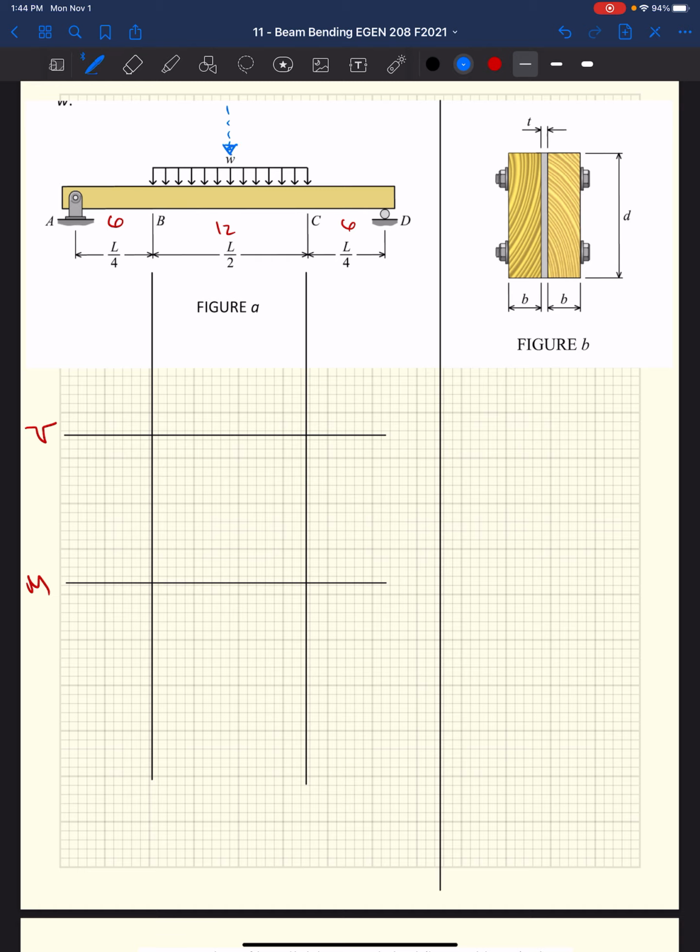We need to figure out what our reactions are. In order to figure out our reactions, I'm going to calculate our resultant force acting through our uniform load. Because it is a constant uniform load, that resultant acts at the centroid of that uniform load. Centroid being the center. So that force being applied is going to be the uniform load magnitude times 12 feet, magnitude times the length.